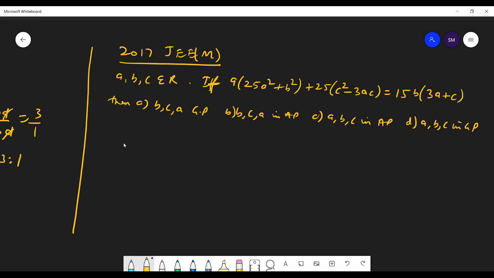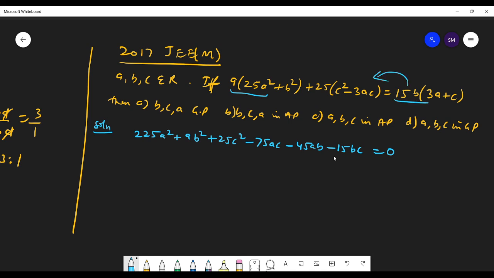Students, to do this question, you need to see one important thing here. Plus 25C square minus 75AC minus 45AB minus 15BC is equal to 0. I brought these two terms to this side, they will be minus. Agreed, students?